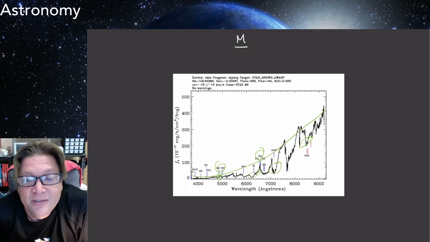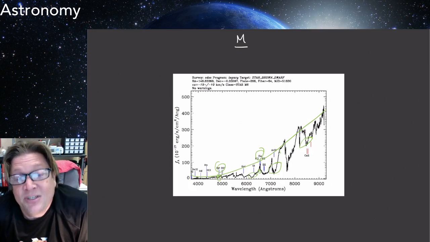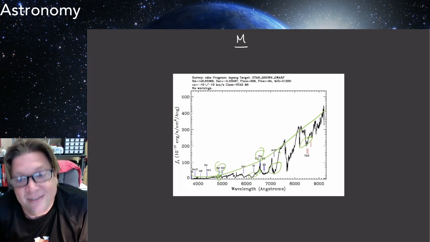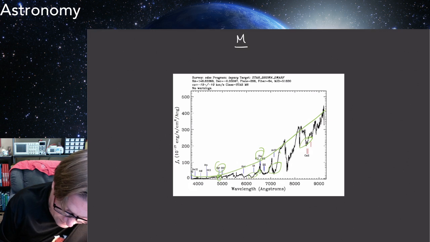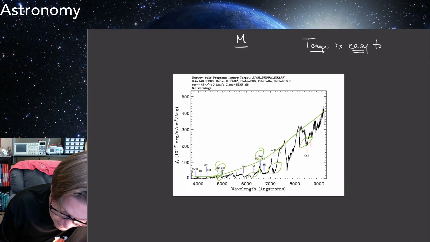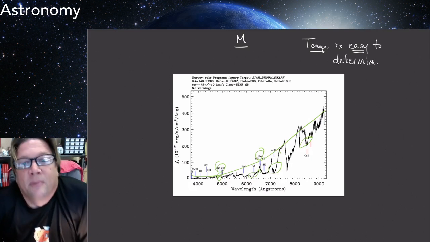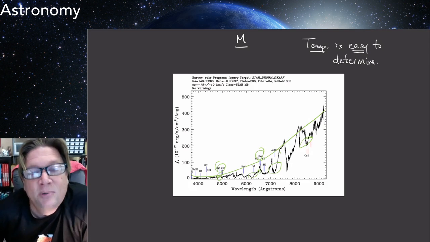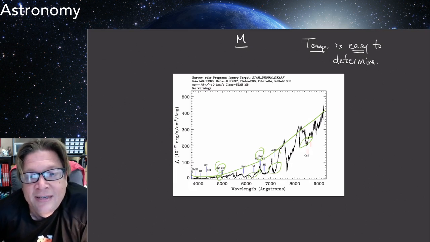But my point is that when you look at stellar spectra, you start to get a lot of information about the star. In particular, what's easy to tell, let me get back to this. Temperature is easy to determine. All we do to get the temperature of a star is just take its spectra and see where the peak is.